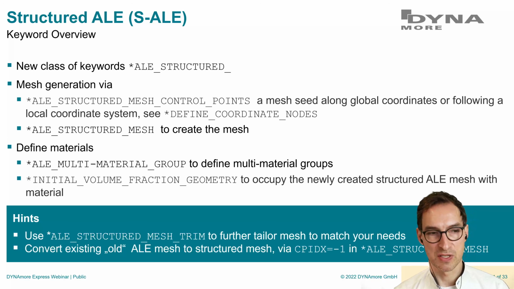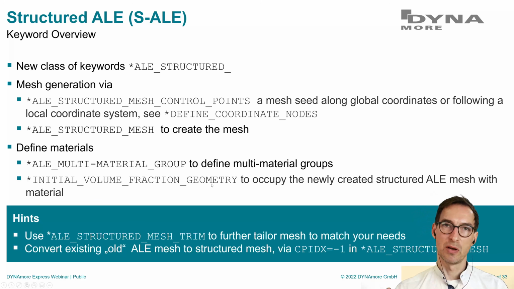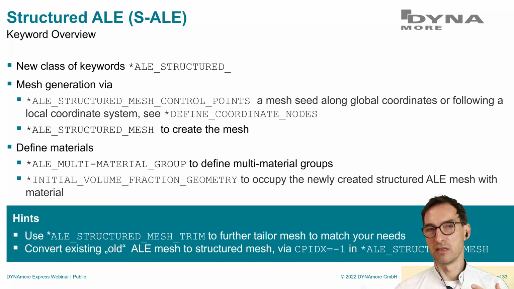Yeah, you create a mesh seed, and then you apply the LE structured mesh to actually create a mesh. Then, in the second step, you have to distribute the material inside of your mesh. For that, you first have to create the LE multi-material groups. And then you can use the keyword initial volume fraction geometry in order to populate your LE structured mesh with material. So these are the important keywords you have to use.